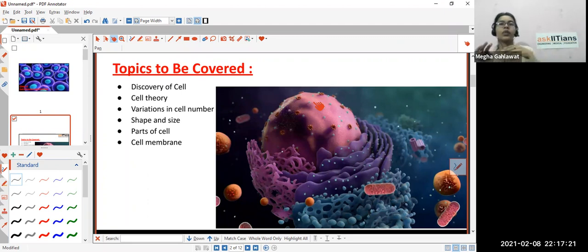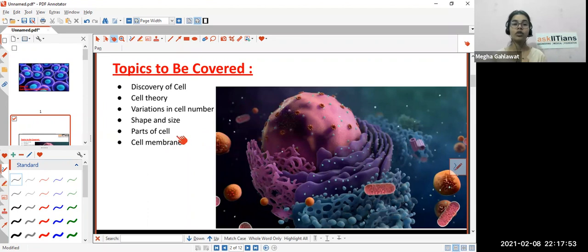It's quite obvious that whenever something comes into existence, or when people know about it, they formulate multiple theories or opinions about it. So we have one particular cell theory which we'll be studying, and this will also be taught to you in the ninth standard. Then we have the variations in cell number, shape, and size. This topic is related to where the cells are present, why and how they are present there, and how their location and function affect their shape and size.